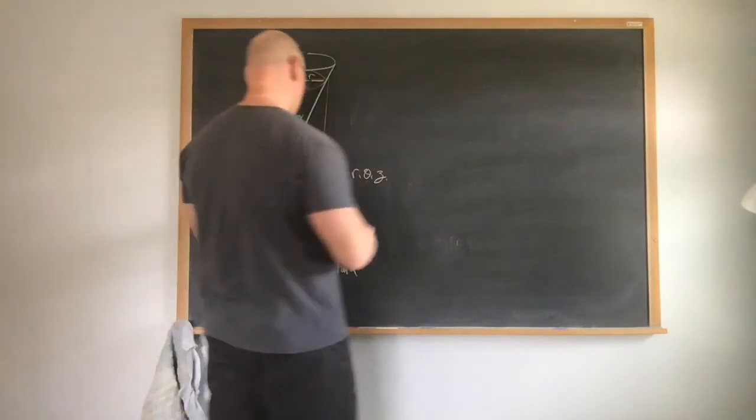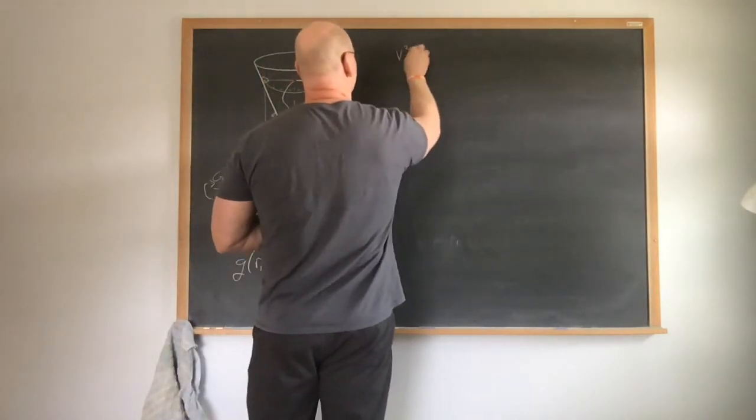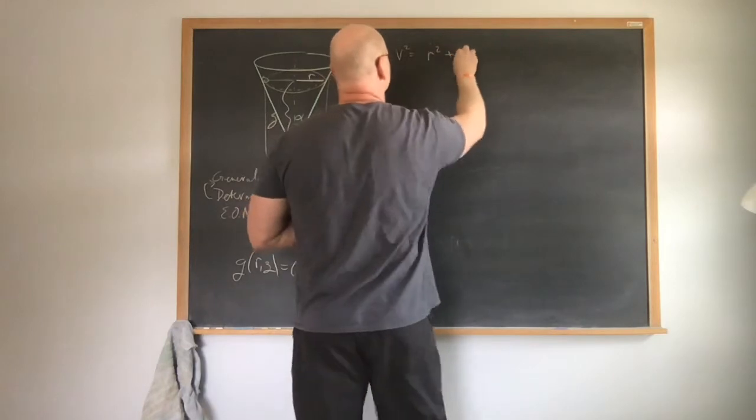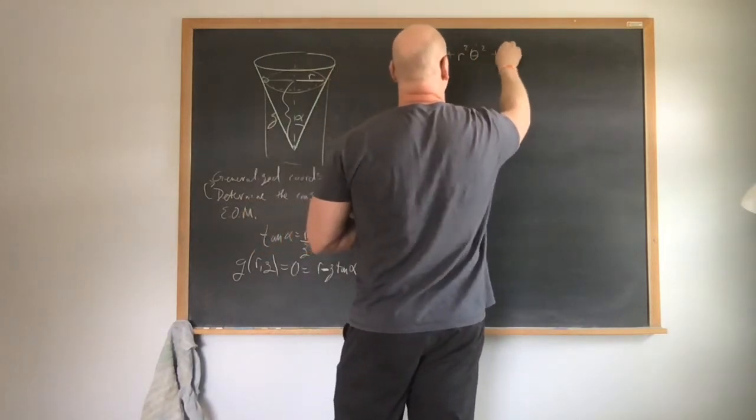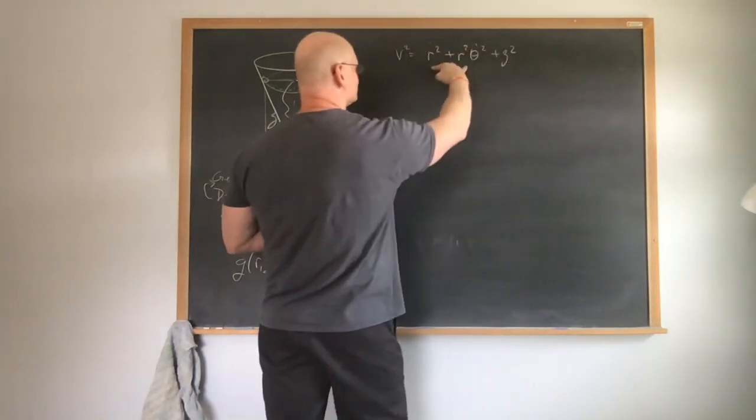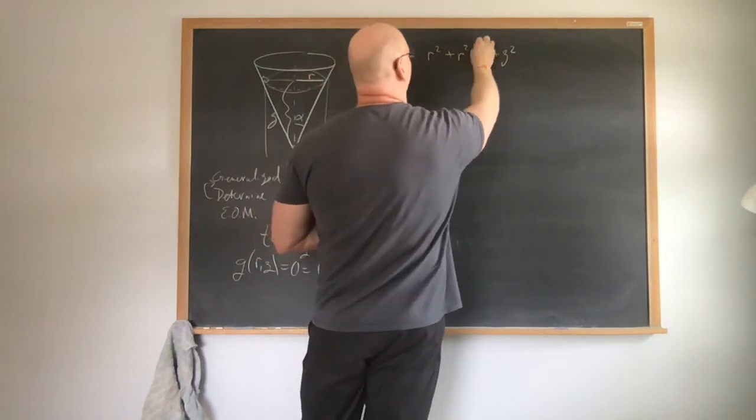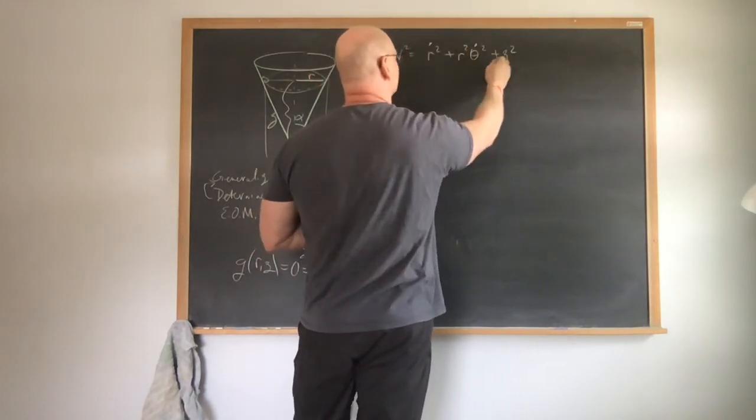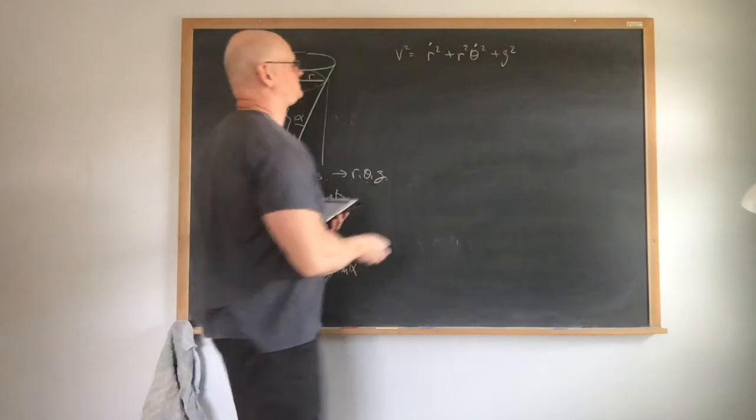Good. So first things first, we know the velocity squared is going to be equal to r dot squared plus r squared times theta dot squared plus z dot squared, because again, this is our plane polar coordinates velocity plus the velocity in the z direction.